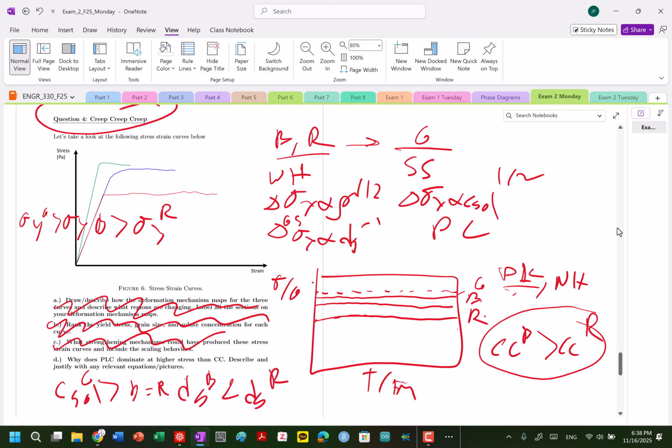Why does PLC dominate at higher stress than Coble creep? Well, we know that it scales as stress to the 4 to 6 power.